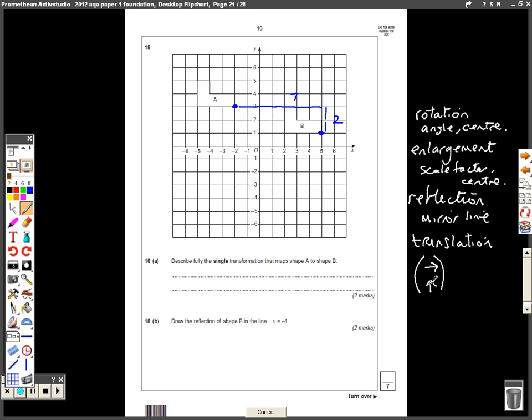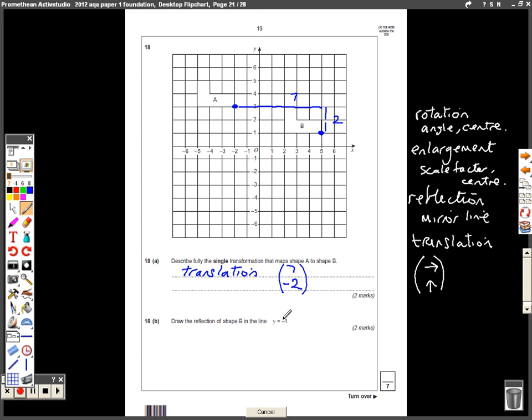So describe fully the single transformation that maps shape A to shape B, and it's going to be a translation. And I need how far to the right, that's 7. And it's not moved up by 2, it's moved down by 2. So I'm going to make sure we know that it's down by putting a minus sign there.